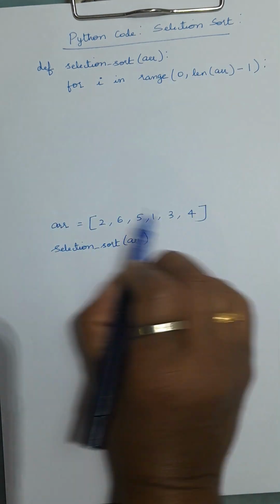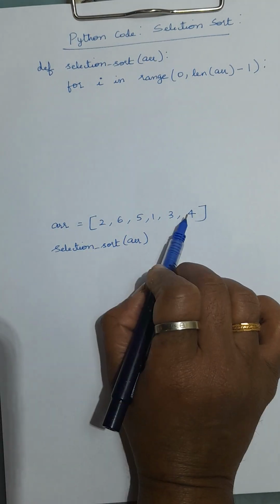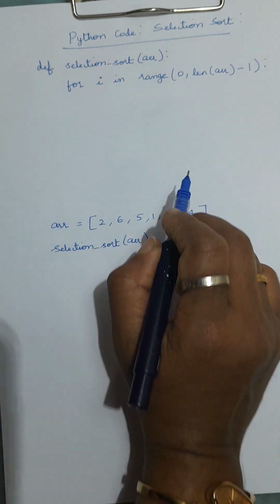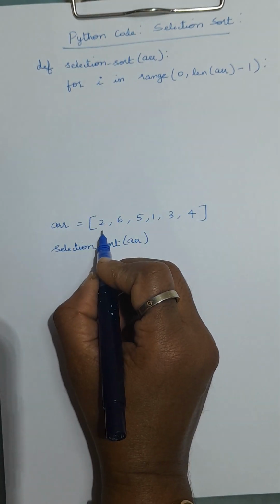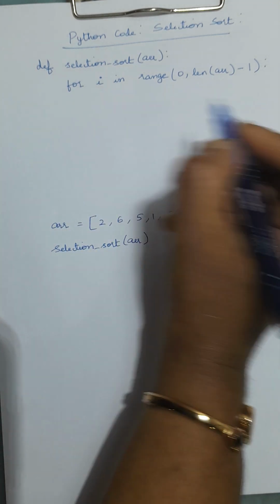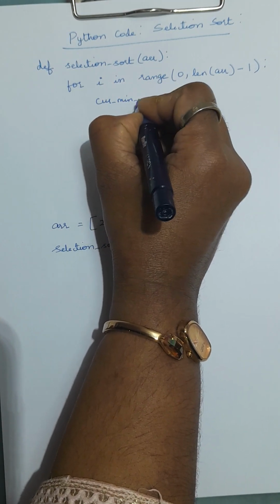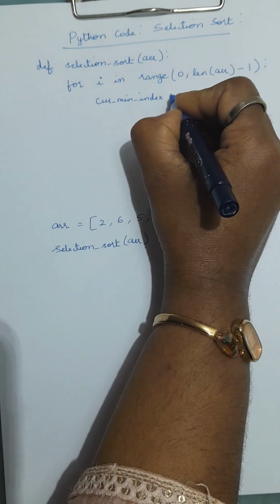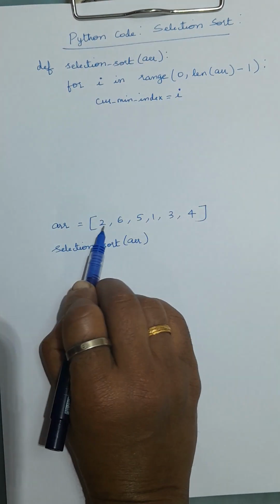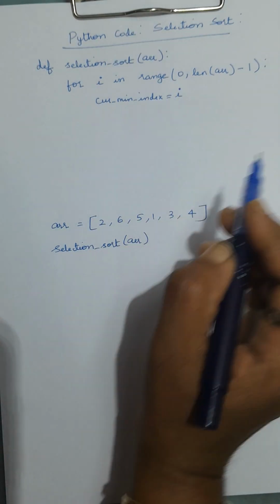Now after this, I have to check between 2 to length of array minus 1. In such case, what did we do for the first step? We assumed 2 to be the current minimum index. So I'll use a variable current_min_index is equal to i. What is the i value? Initially 0, so that will be pointed to current_min_index.